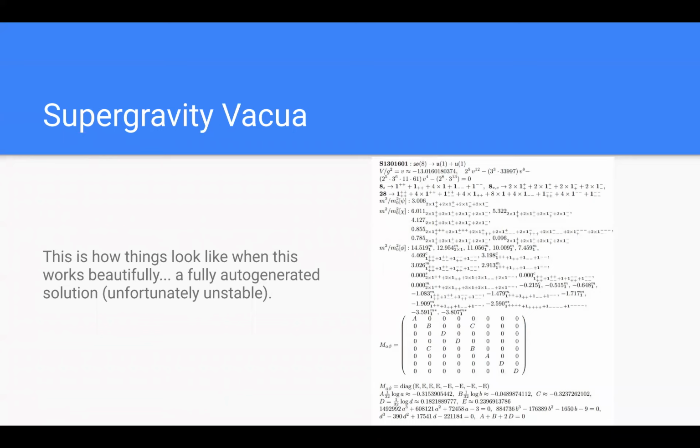So this is a fully auto-generated solution, an unstable one, but as I said, we know all the stable vacua. So in the top row here, we see the symmetry breaking. SO8 gets broken to U1, well, to a subgroup of U1 cross U1. We have the vacuum energy density, the cosmological constant. We know this algebraically, so we know the polynomial of which this number is a root.